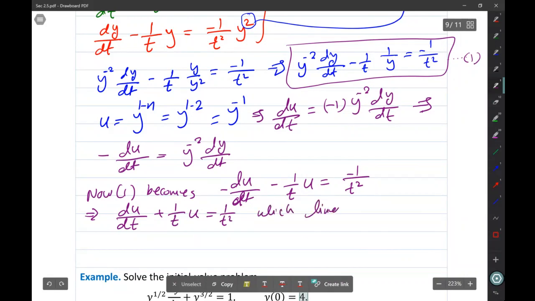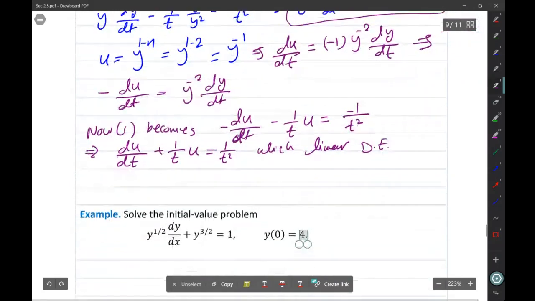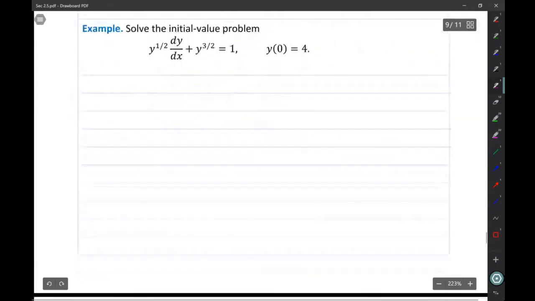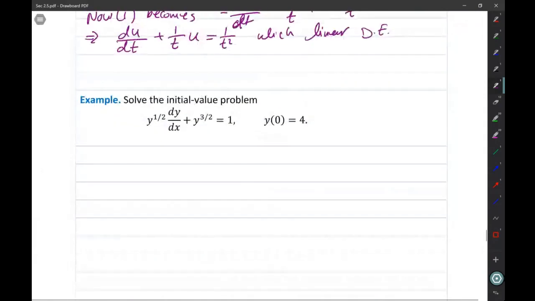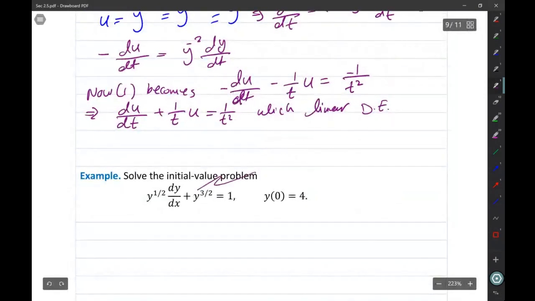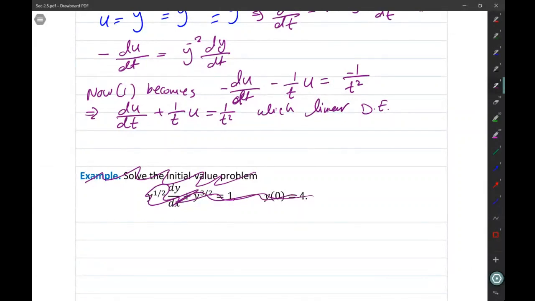which is a linear differential equation. Now you have to solve it, but how? I will continue solving here, but this example I will take in another page. Now, how will you solve the linear equation?